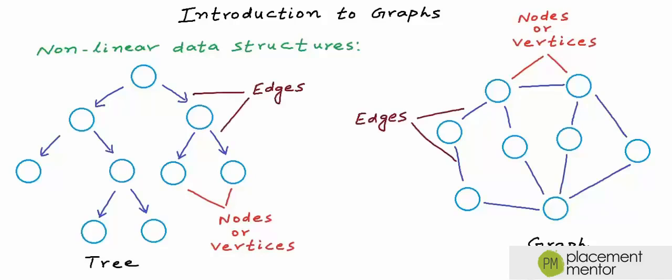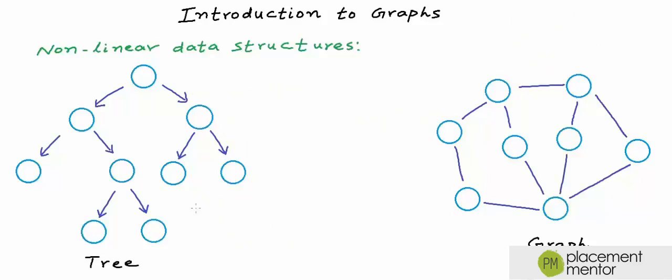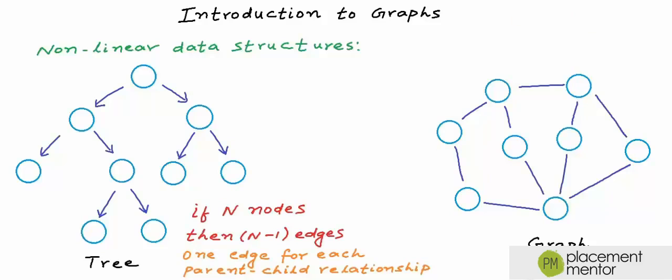But in a tree, connections are bound to be in a certain way. In a tree, there are rules dictating the connection among the nodes. In a tree with n nodes, we must have exactly n minus 1 edges. One edge for each parent-child relationship. As we know, an edge in a tree is for a parent-child relationship, and all nodes in a tree except the root node would have exactly one parent. And that's why if there are n nodes, there must be exactly n minus 1 edges.